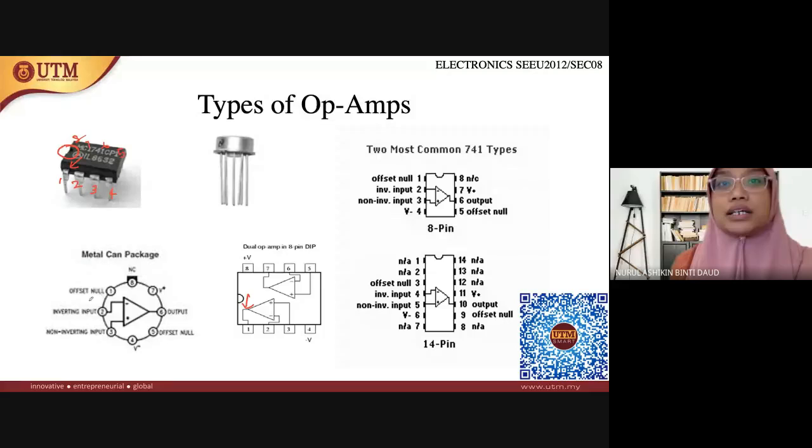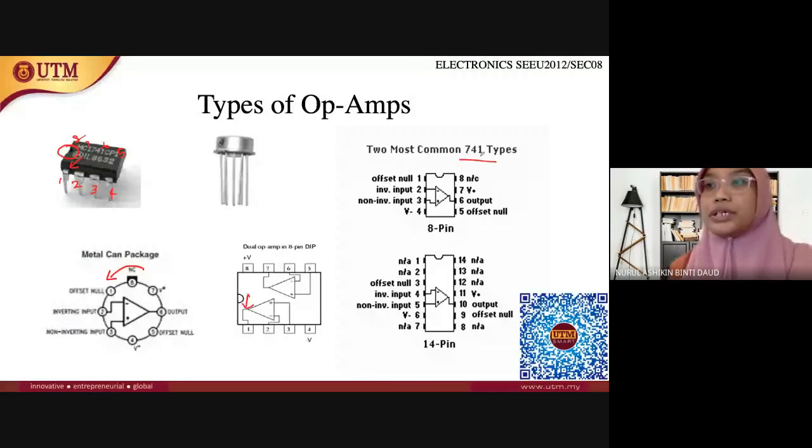But it also has another shape, which is a very small circle shape. For a small circle shape, you need to read anti-clockwise: 1, 2, 3, 4, 5, 6, 7, and 8 here. These are the two most common op-amps that can be found inside analog circuits, in different types, either 8-pin or 14-pin. It depends on what types of circuits you want to use.